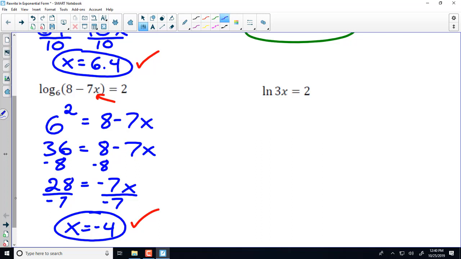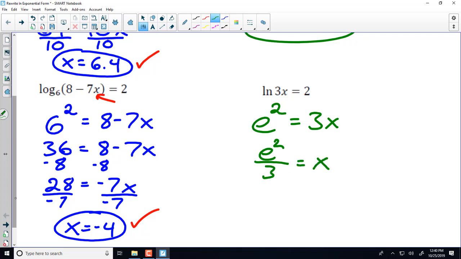All right, here's the last one where you will need a calculator to finish it up. Even though the base isn't written there, since it's a natural logarithm, we know the base is e. So we rewrite this in exponential form. Base e, power of 2, equals 3x. Divide both sides by 3. e squared over 3 equals x.